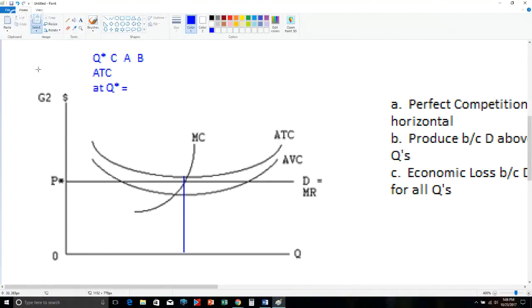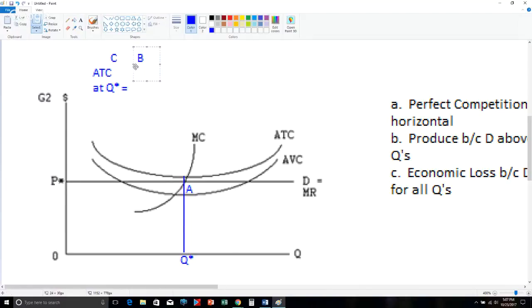Let's make sure our selection is transparent. That's important. Okay. I'm going to grab this Q star. I'm going to move it over to here. Notice Q star is now directly below MR intersecting MC. Corner A is always used to find the price. And which curve has the price? If you said demand, you're correct. So corner A is where that demand curve is crossing the blue line. P star is already found to our left, so we don't have to locate it. That's what's nice about perfect competition.